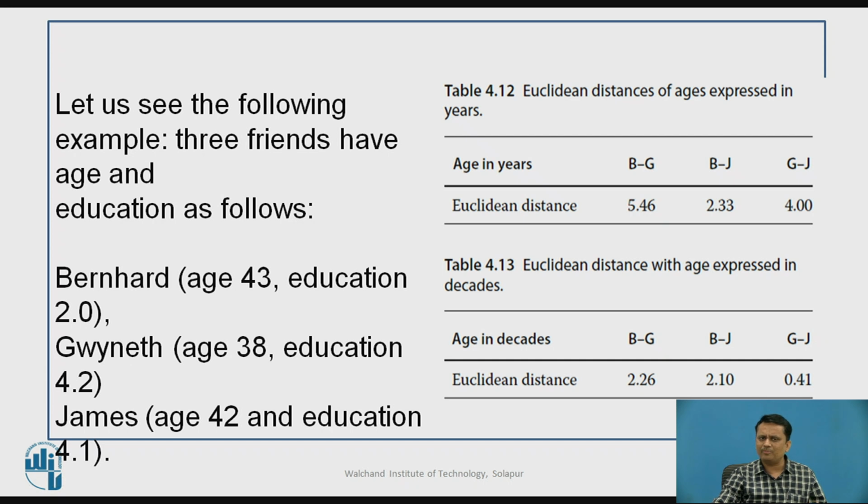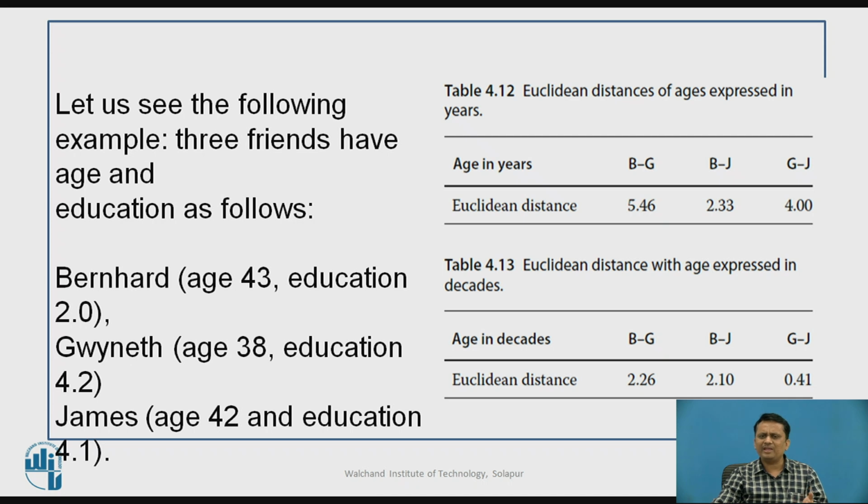See, look at the problem. You have the same data. Only when age is considered in years you come up with one conclusion, and when age is considered in terms of decades, you come up with a different conclusion. And this is not expected. What is expected is that your result should be independent of how you consider those data values.